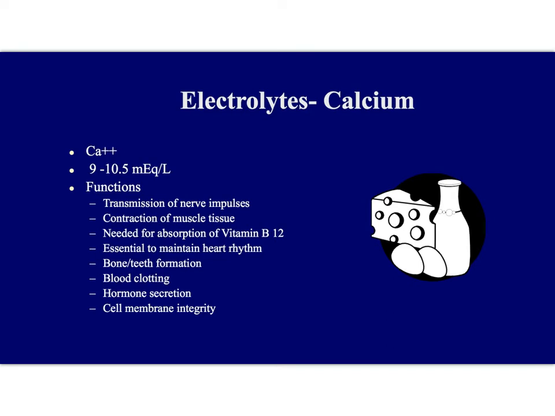Calcium. Normal calcium is 9.0 to 10.5. Calcium is important for nerve transmission. You need it for contraction of muscles, absorption of B12. You need it for a regular heart rhythm. You need it for bones and teeth. It also plays a role in blood clotting, in that coagulation cascade. It's related to hormone secretion and helps maintain cell membrane. It's regulated by the parathyroid hormone and calcitonin, and you need vitamin D in order to help absorb it.